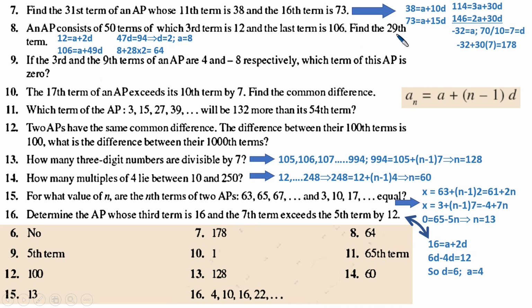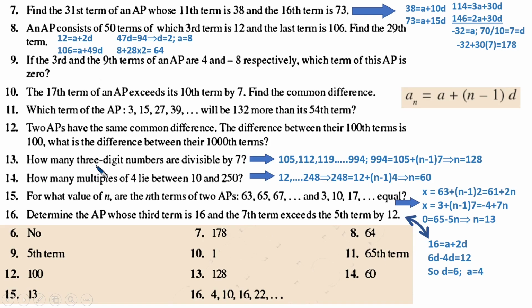So they have asked to find the 29th term. So n minus 1 is 29 minus 1, which is 28. So the first term is 8 plus 28 into 2, where 2 is the difference. So these are simple, and you should now do them yourself. This is the only formula you have to use. The whole chapter is based on this formula. Those which are a bit tricky, I have tried to do.